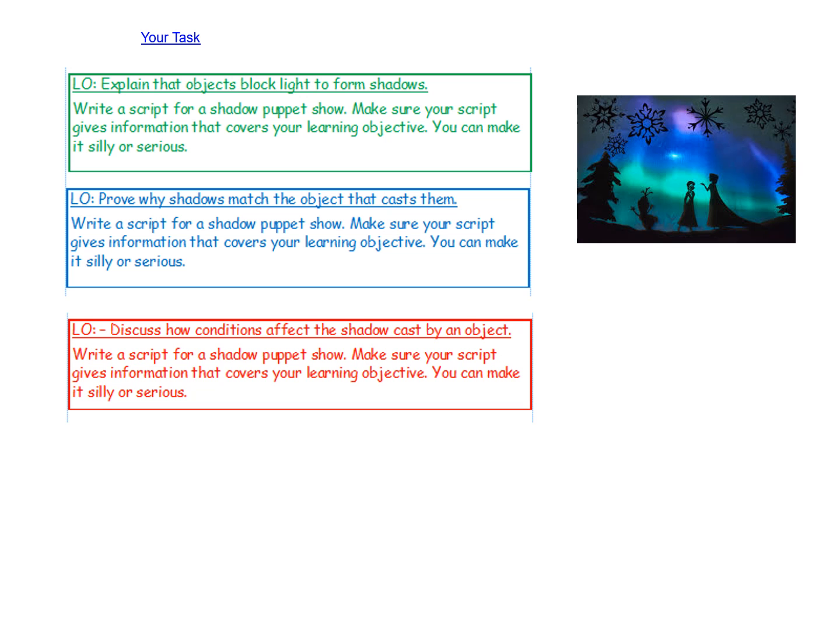So, Greens, you're going to write a script and you're going to give information in that script about how objects block light to form shadows, okay? It can be a really serious information puppet show or it can be a bit of a silly one, but it must have that information in. Blues, you're going to write a script and give information that shows about matching the objects, why they do match the objects that cast them. So again, you can make it silly or serious.